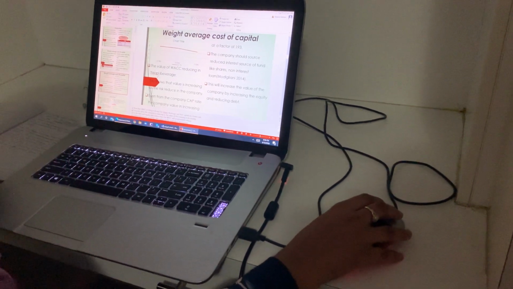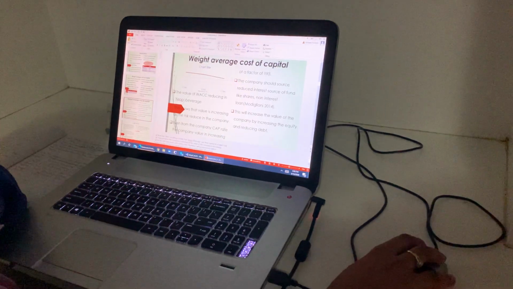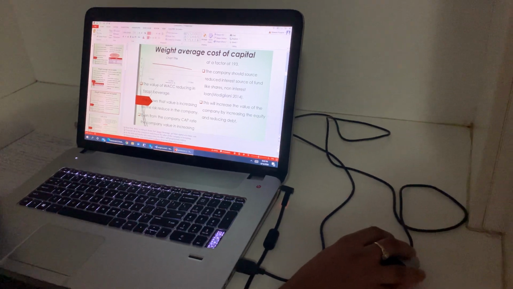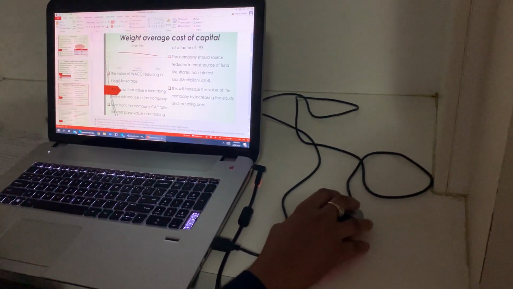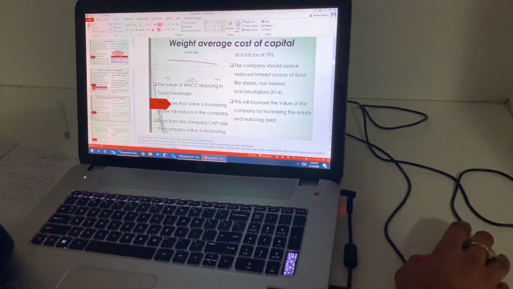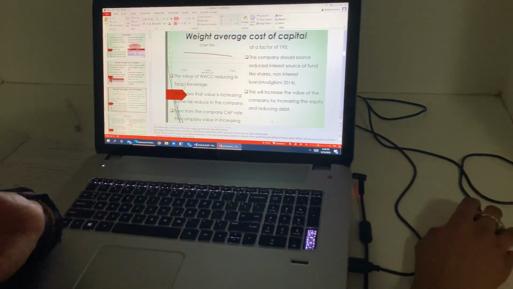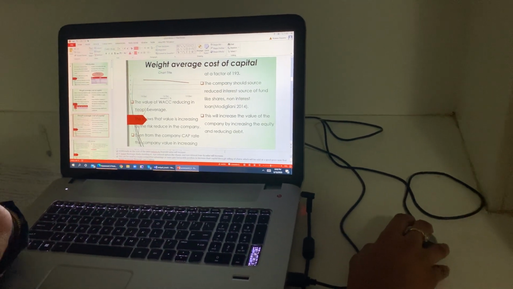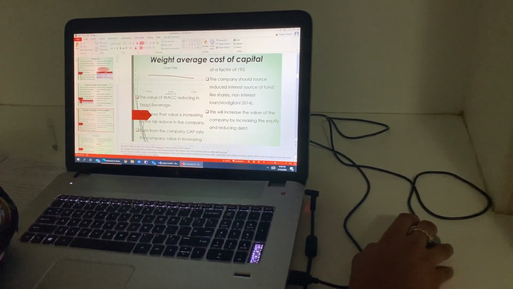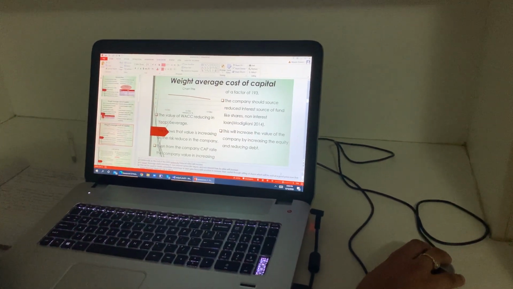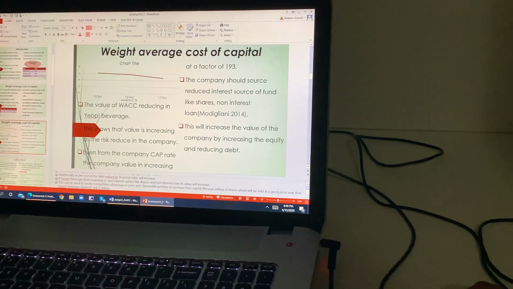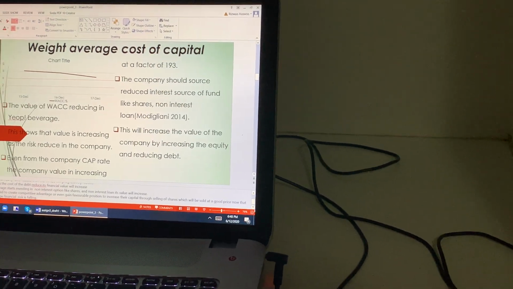So basically the company should source reduced interest sources of funds like shares and non-interest loans. This will increase the value of the company by increasing the equity and reducing its debt. If Yobs Beverage starts investing in non-interest options like shares and non-interest loans, its value will increase. This can be used to create competitive advantage or even gain a favorable position to increase their capital through selling of shares, which will be sold at a good price now that Yobs Beverage's financial risk is falling.